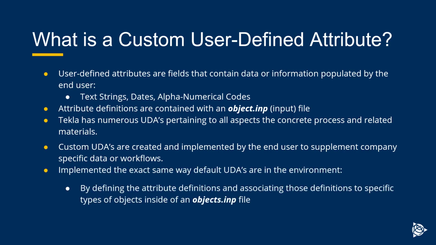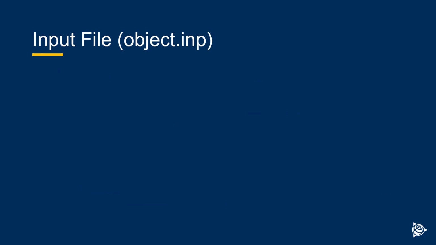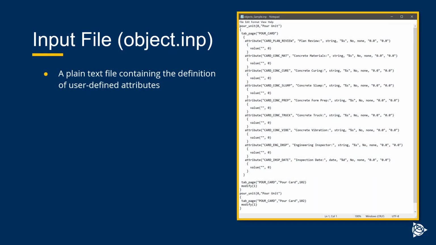They are implemented the exact same way as many of our default UDAs are in the environment, and that's done by defining the attribute definitions and associating those definitions to specific objects inside of the object.imp file. So to paint that picture a little bit better, let's look at the contents of an object.imp file or an input file. Now, this is a plain text file that contains the definition of different user-defined attributes.